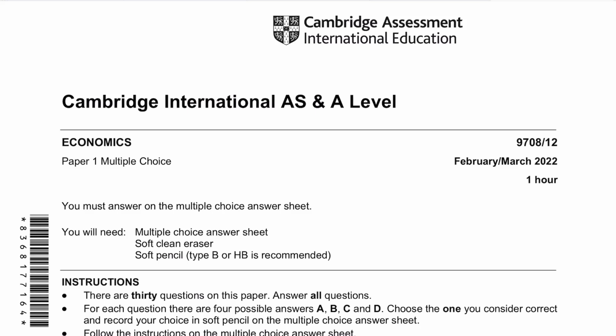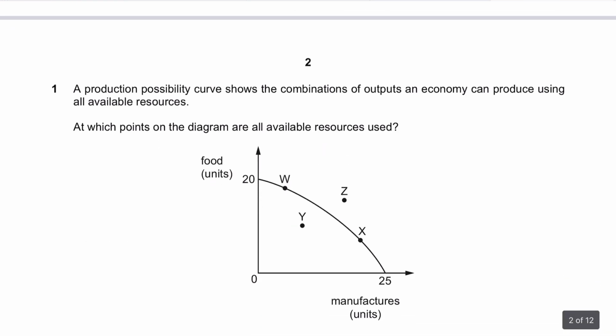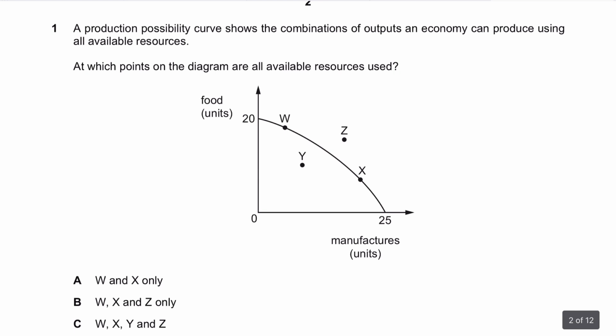And in this video, we're going to be discussing the latest paper, that is the Feb-March 2022 paper. So let's get started. The first question is asking us, a production possibility curve shows the combination of outputs an economy can produce using all available resources. At which point on the diagram are all available resources used?